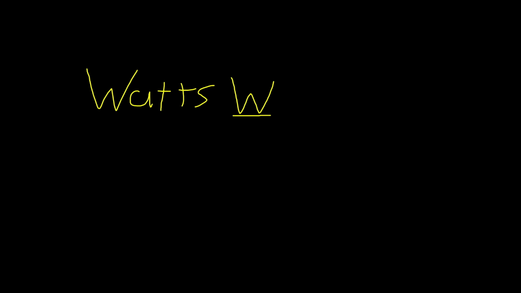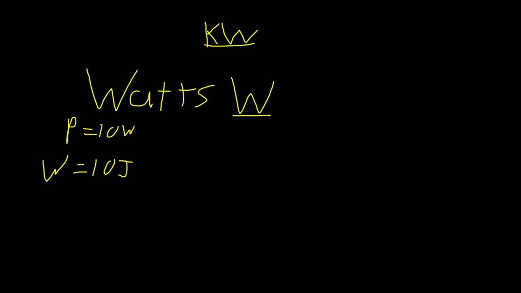So it may or may not get confusing. You just have to look at the problem and hopefully there's some context to it. Like if it said kilowatts, you won't see kiloworks. Work is like power, so P equals whatever, 10 watts, and then work equals 10 joules. And if it's in this format, you can always tell which W goes where.